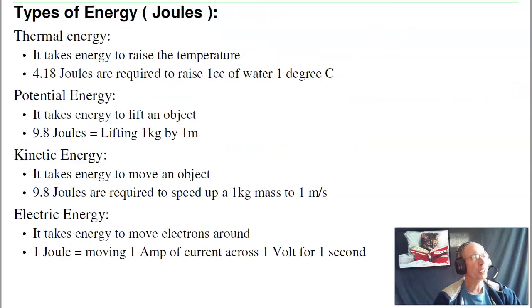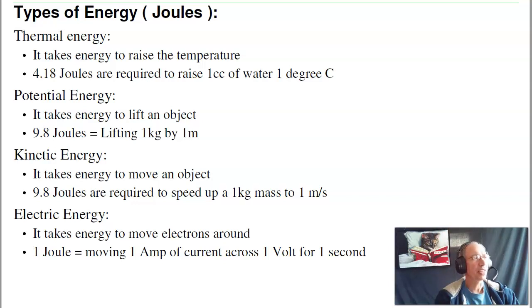And there's many types of energy. There's thermal energy. For example, if I have a cup of water, if I put it in the microwave, I add energy to the water, that makes the water hotter. It takes about 4.18 joules to raise 1 cc of water 1 degree Celsius. There's potential energy. If I take a mass and lift it up, I've added energy. If I lift 1 kilogram by 1 meter, I've added 9.8 joules of energy to that mass.